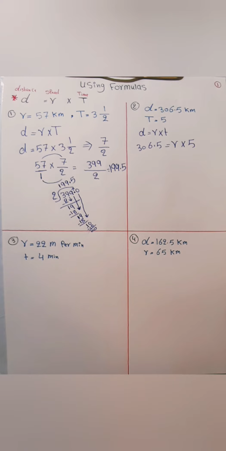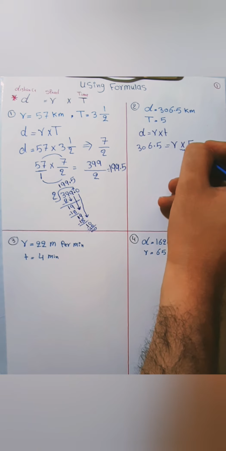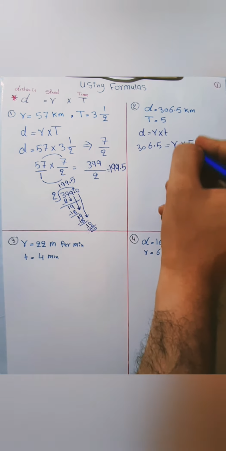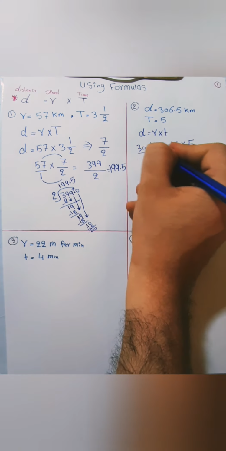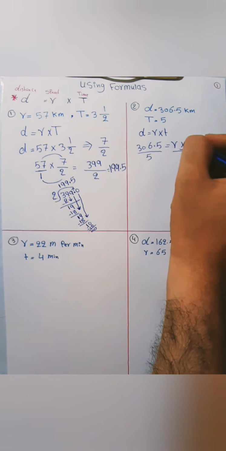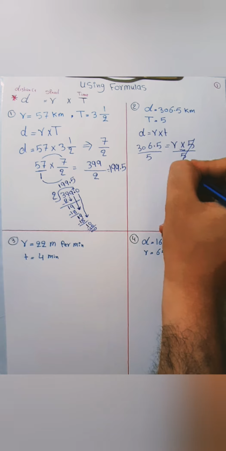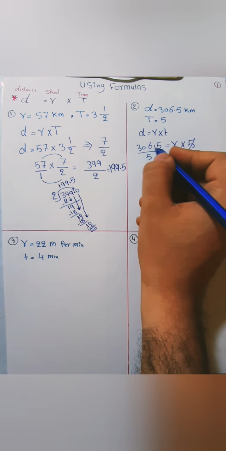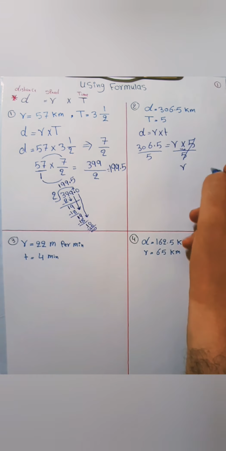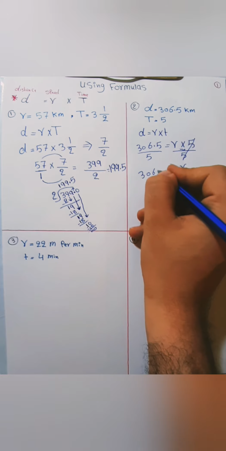Now we have this equation. We have multiplication between this variable and number. We have to divide both sides by 5. This 5 reduces and becomes 1, and we have only r, and we have to divide 306.5 by 5.